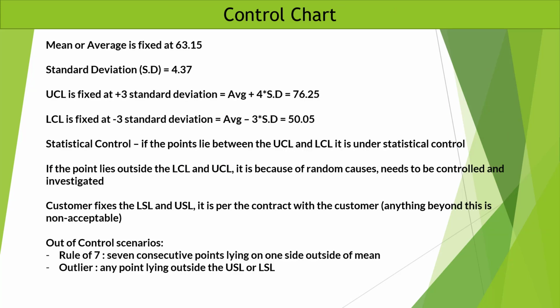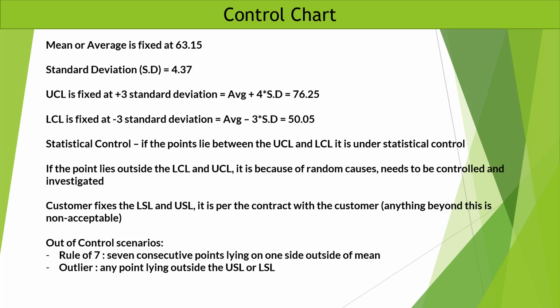Let's recap the major points. Statistical control: if the points lie between the UCL and LCL, it is under statistical control and is maintained and managed by the project team. If the point lies outside the LCL and UCL, it is because of random causes, and needs to be controlled and investigated so that these kinds of situations do not occur in the future.